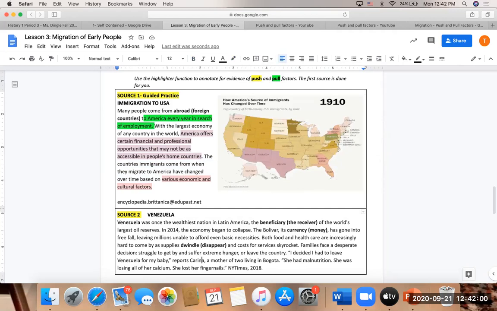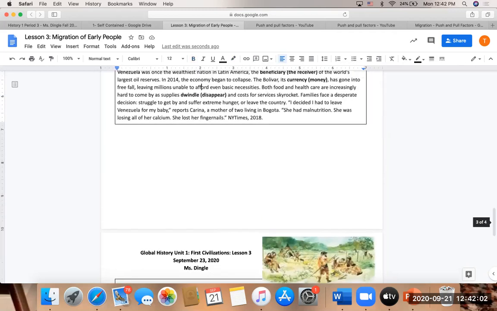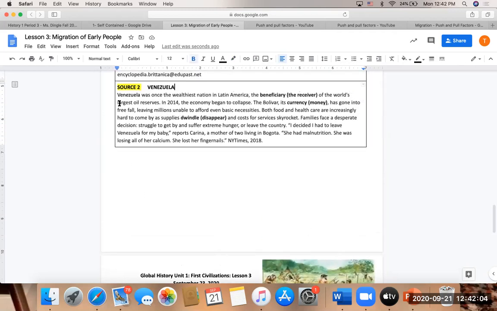So you come down here to the Venezuela blurb, you read that. Venezuela was once the wealthiest nation in Latin America. That's just the first thought of the sentence. You read it through, and when you find your push, you put yellow. When you find your pull, you put green, and you're all set.